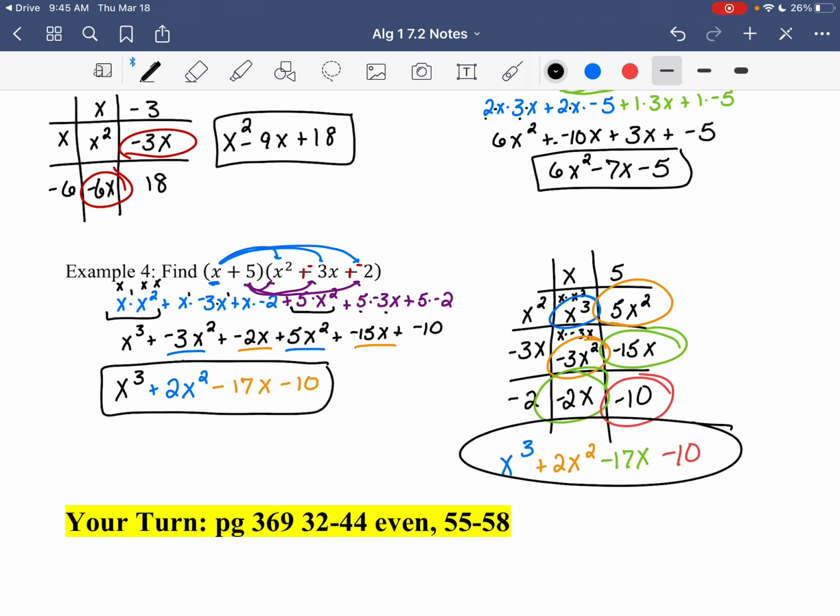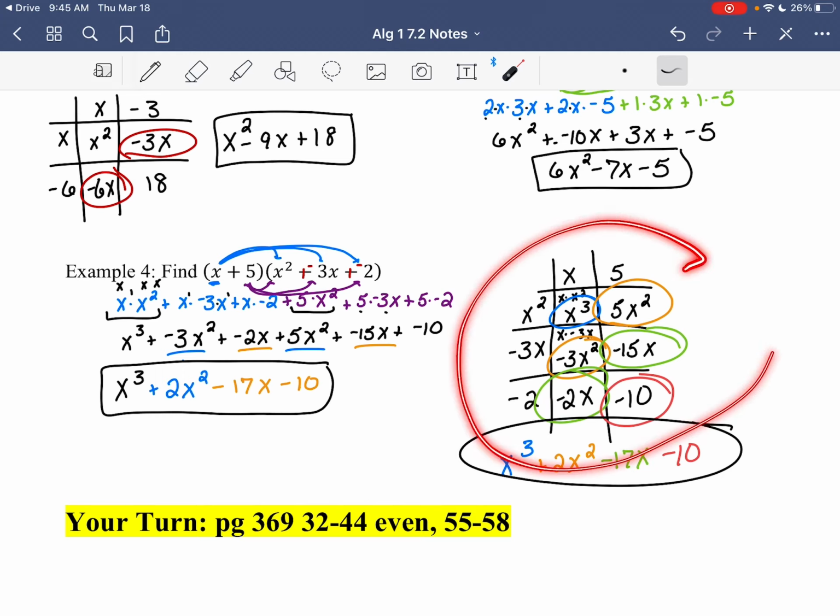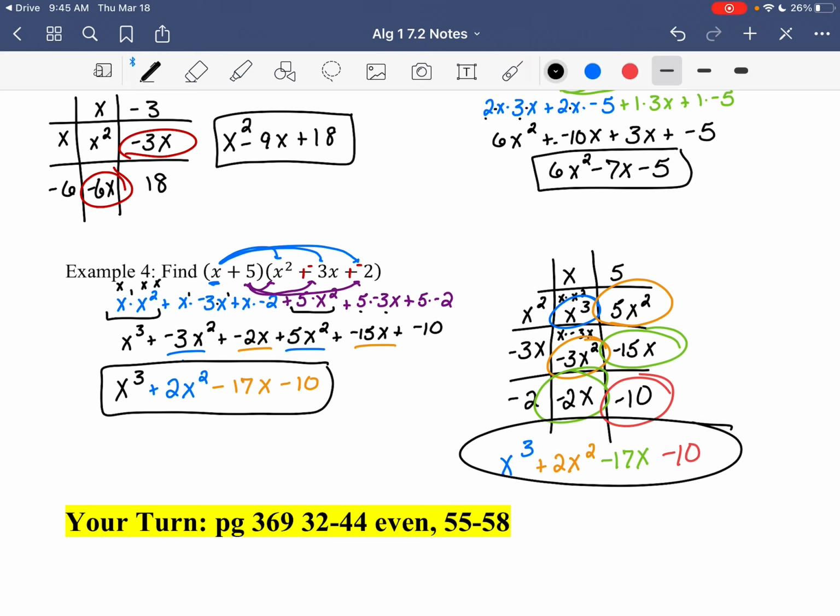Table, not table. Unless it tells you to use a table or don't use a table, do it whichever method you prefer. We will be coming back to this table method when we come to factoring, which you don't know what that is yet, but we'll talk about that later. But just so you're aware that we will come back to that table method.